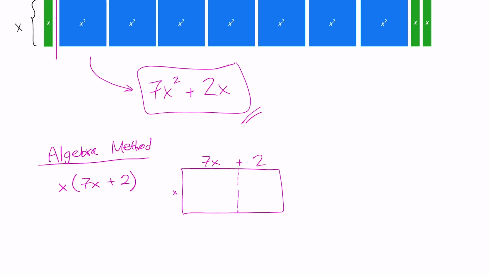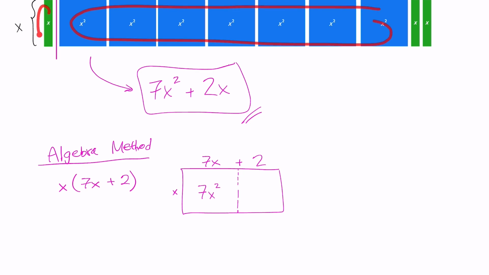And now I'm just looking at x by 7x. So I just multiply the coefficient here. Technically it's 1, right? 1 times 7, I get 7. And then x by x, I have x squared. So I actually get 7x squared. And that corresponds with this picture right here.